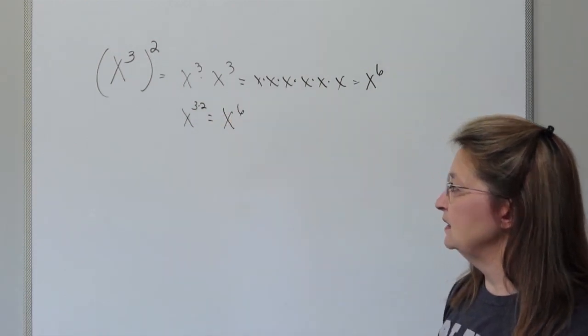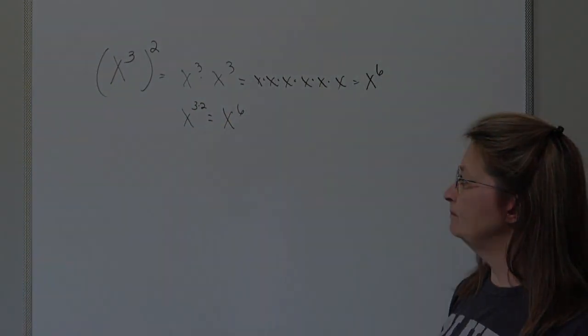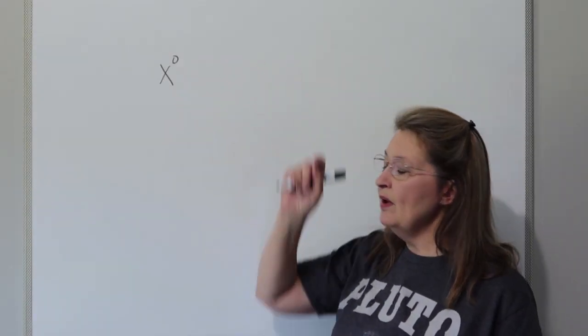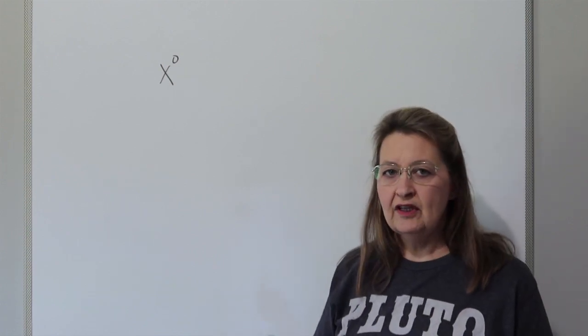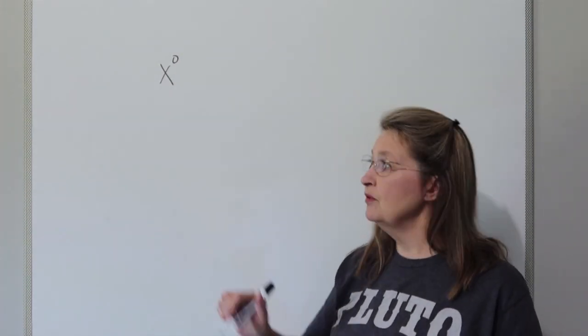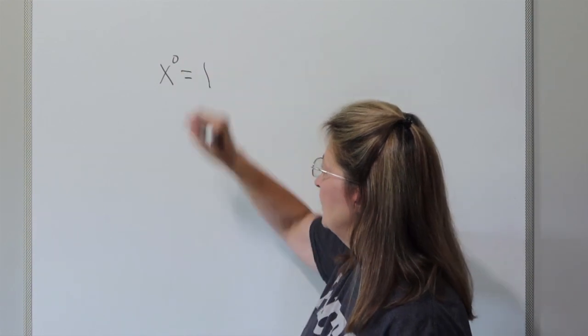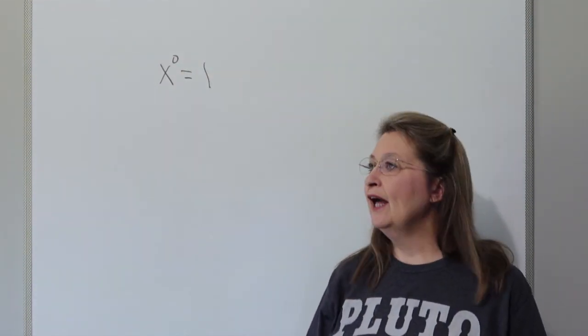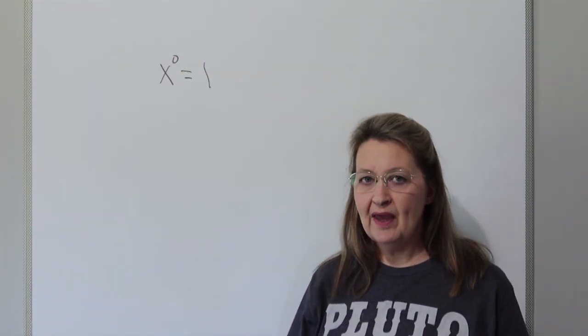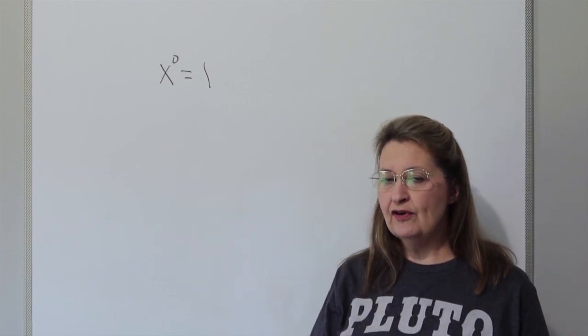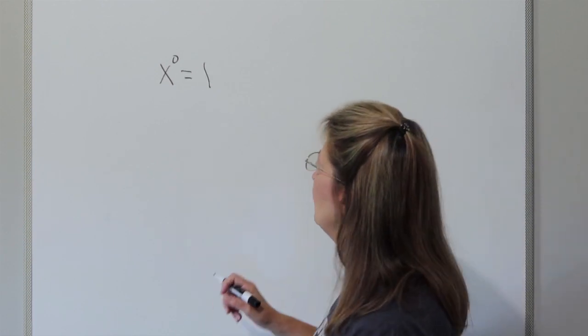And we get x to the sixth. Okay? The next rule is a really simple one. It's called the zero exponent rule. And it says whatever you have, if it is raised to an exponent of 0, it is equal to 1. I don't care how atrocious that base looks. If it's got a 0 for an exponent, it's equal to 1.